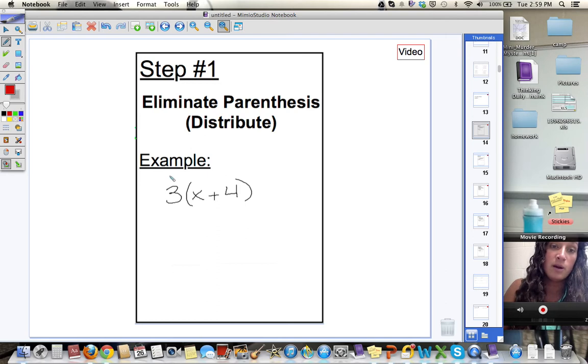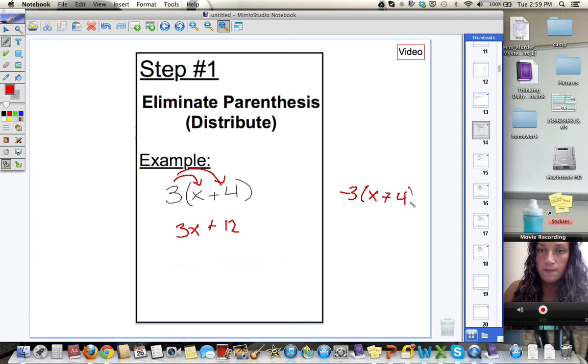This is the distributive property. All we're doing is taking the number outside the parentheses. It means multiply, they're touching. We're going to distribute. So I do 3 times x, which is 3x. 3 times 4 is 12. I want to make this clear: if it was negative 3 times x plus 4, I would be distributing a negative. Negative 3x minus 12.